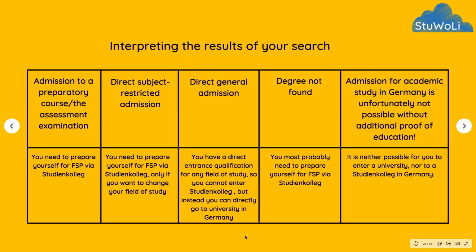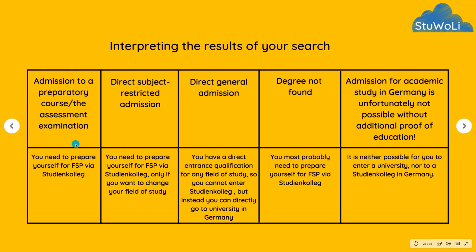Okay, usually one of the 5 scenarios depicted here applies. In your case, you should see which of these scenarios applies to you. It can be that in your case, the database says admission to a preparatory course, the assessment examination. That is exactly the case when you have to do Studienkolleg and take the FSB test in the end, whatever you want to study.